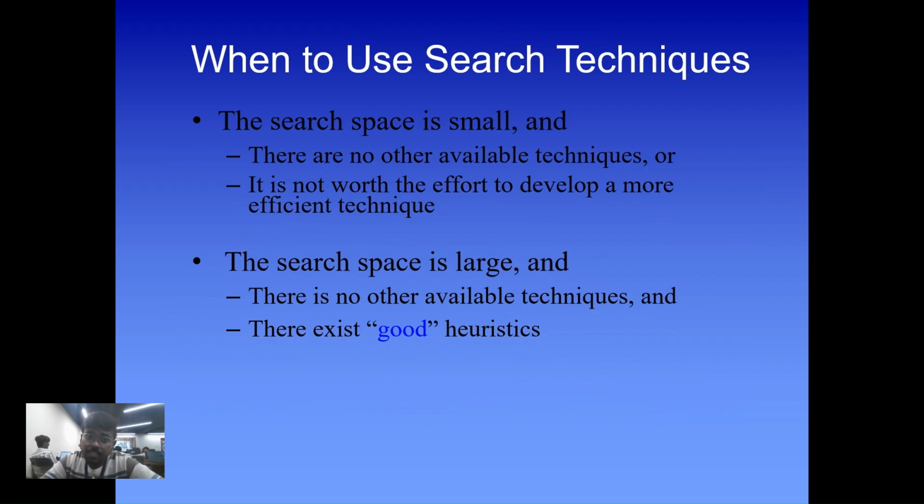If the search space is small and there are no other available techniques, or if it is not worth the effort to develop a more efficient technique, then we can use the search techniques. When the search space is large, there is no other available technique, and there exist good heuristics, we'll be using this A star search algorithm.